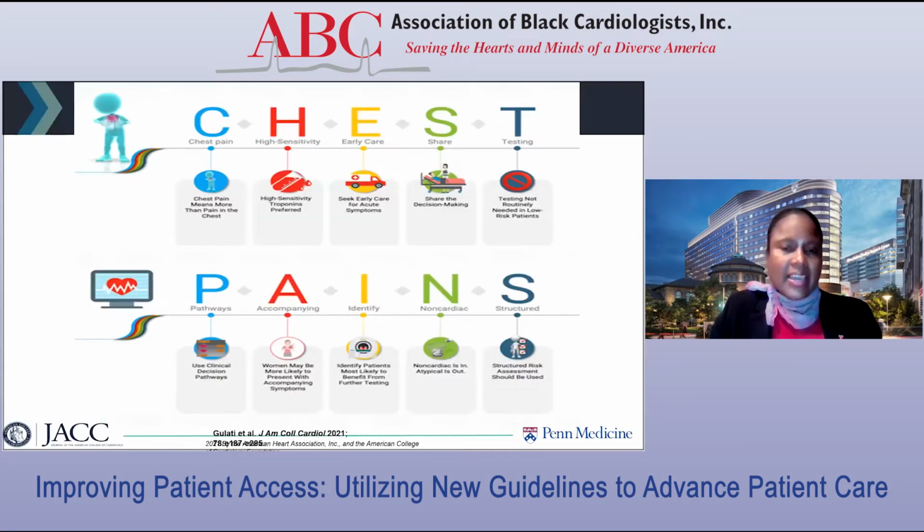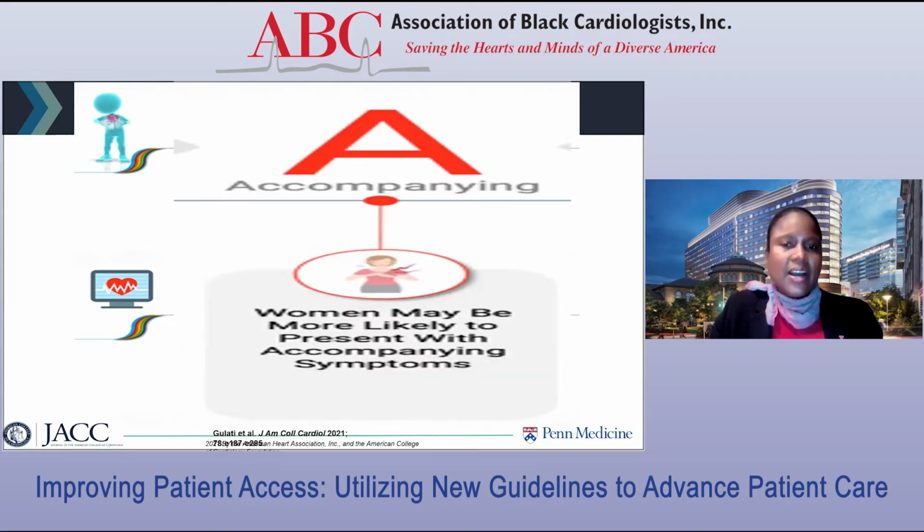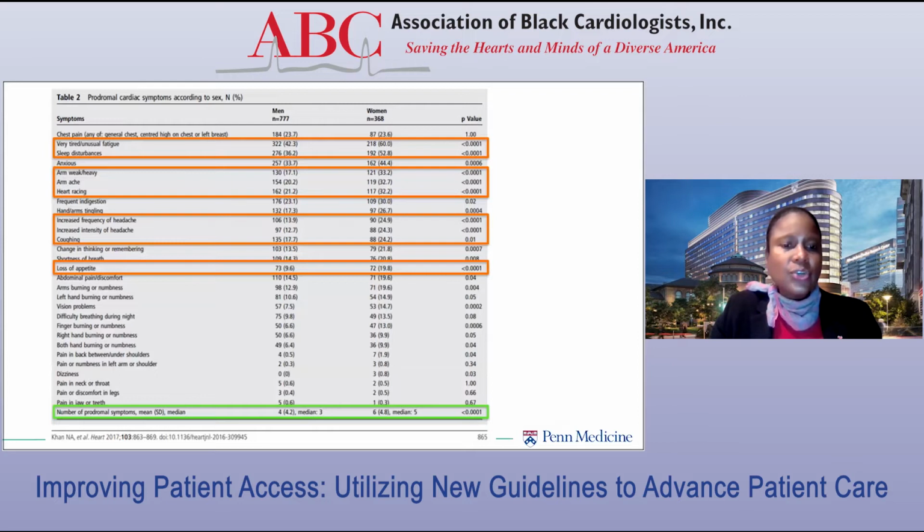And then when we go back again to the take-home messages and the diagram, another thing which is emphasized are the accompanying symptoms and the fact that women may be more likely to present with accompanying symptoms. In this study, in the green panel at the bottom, we see that women are more likely to have a higher proportion of prodromal symptoms than men. In the orange bars, I highlighted the statistically significant ones, which included prodromal symptoms such as feeling achy, tired, and having a loss of appetite.